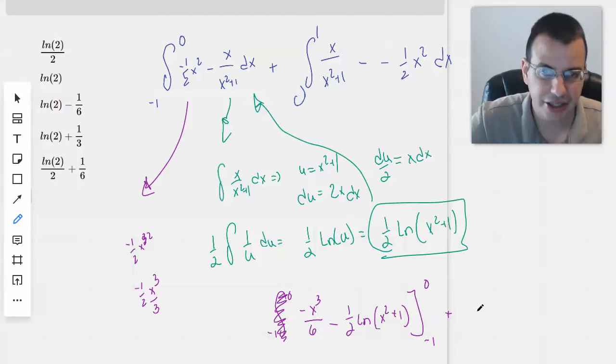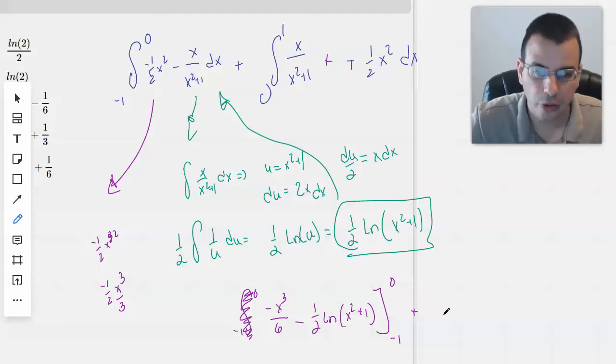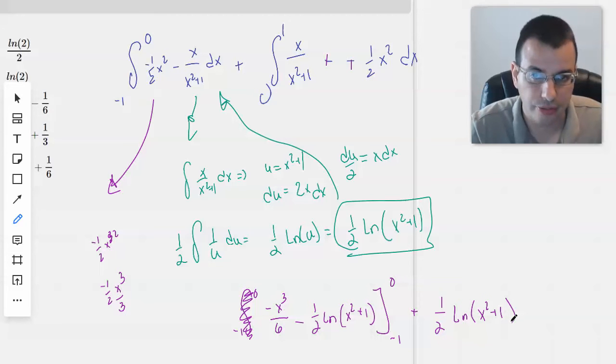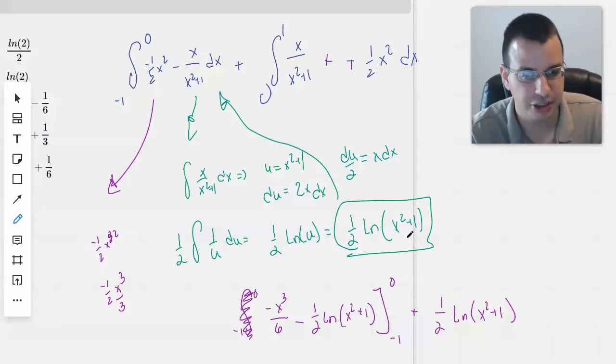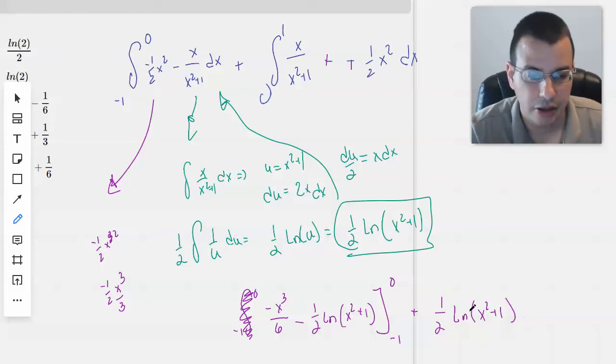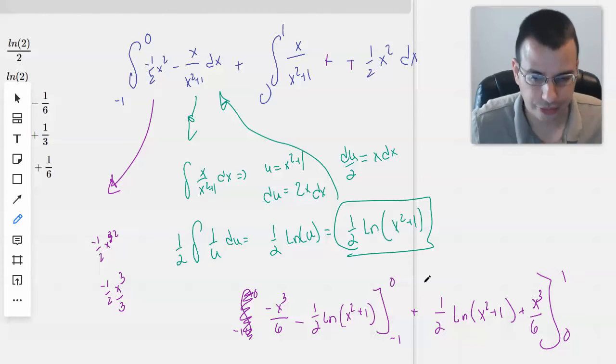And then we will add to this 1/2 natural log of x squared plus 1. And normally these are absolute value signs here, but x squared plus 1 will always be greater than 0, so we don't have to worry about that. Natural log of x squared plus 1 plus x cubed over 6. And this will be evaluated from 0 to 1.